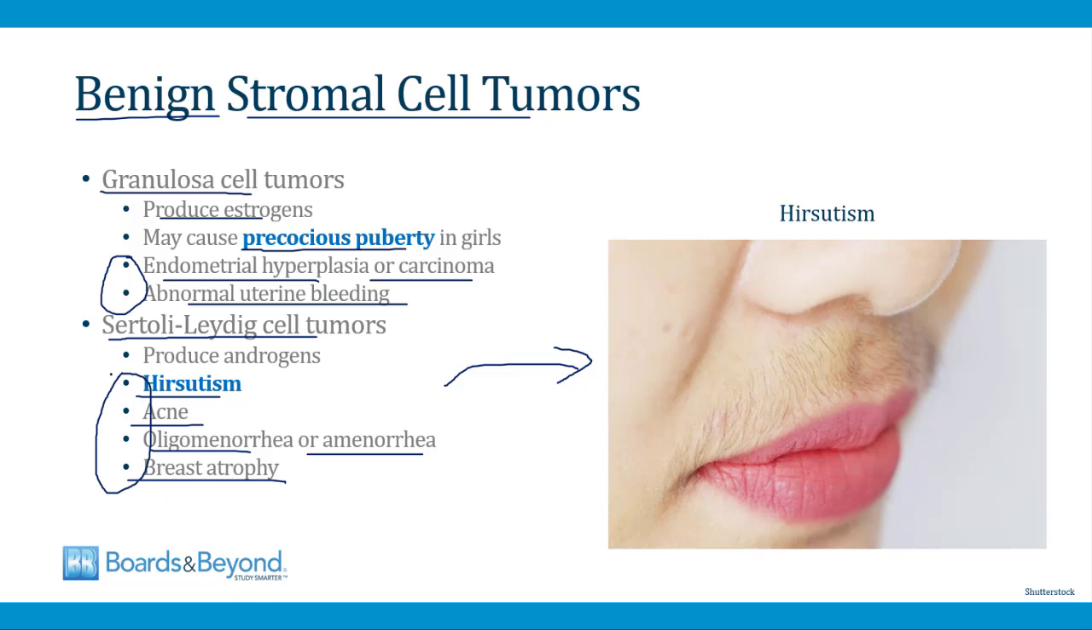But in PCOS, ultrasound of the pelvis will show multiple cysts in both ovaries. That's why it's called polycystic ovarian syndrome. If the ultrasound shows a single mass in one ovary, then you have to consider that that woman may have androgen excess from a Sertoli Leydig cell tumor.